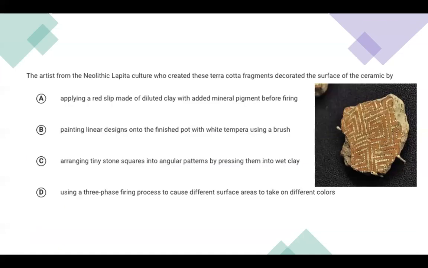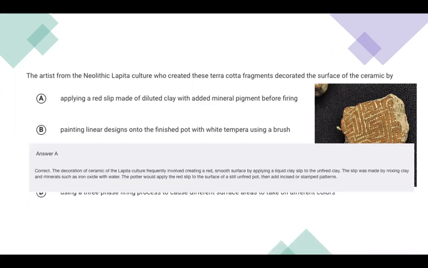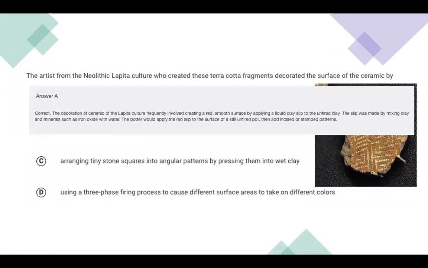The artist from the Neolithic Lapita culture who created these terracotta fragments decorated the surface of the ceramic by, looking at the image on the right, applying a red slip, painting linear designs, arranging tiny stone squares, or using a 3-phase firing process. The answer is A. The decoration of the ceramic of the Lapita culture frequently involves creating a red, smooth surface by applying a liquid clay slip to the unfired clay.